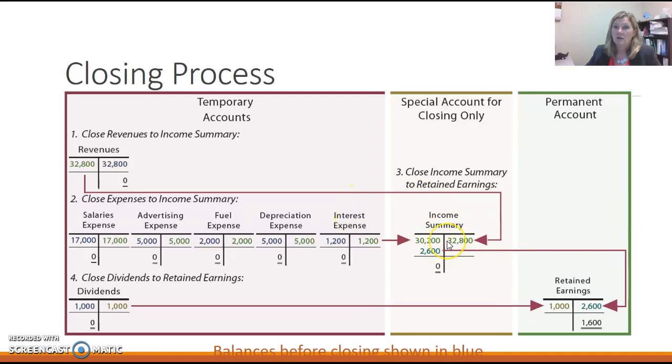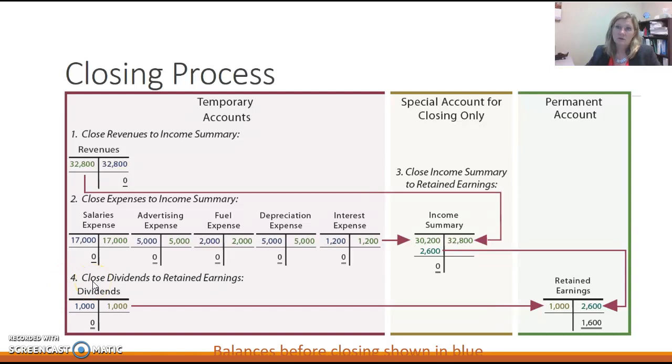We're going to close that net income into our retained earnings or equity account. So we're going to debit the income summary, credit retained earnings, or capital, depending on what kind of entity our company is. Finally, we're going to close the owner's distributions.